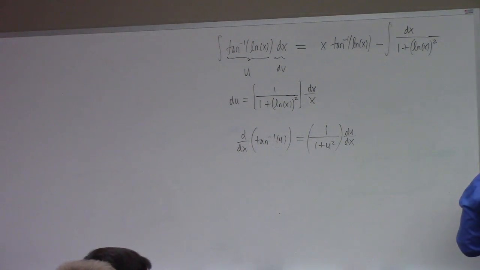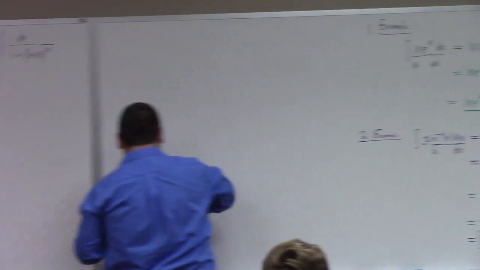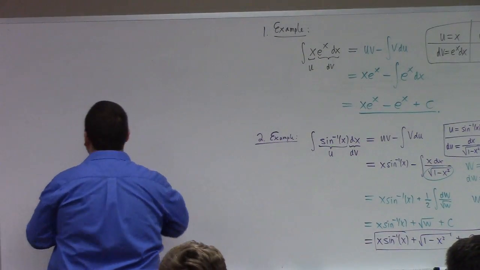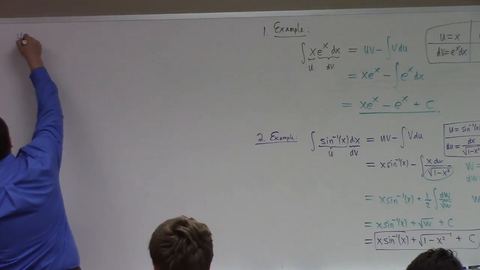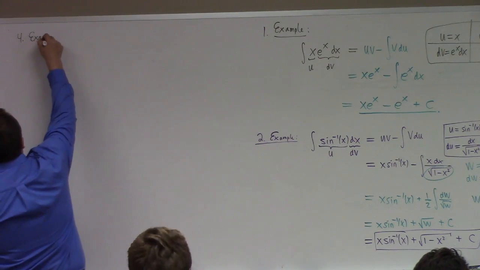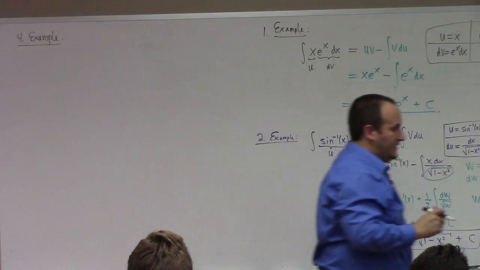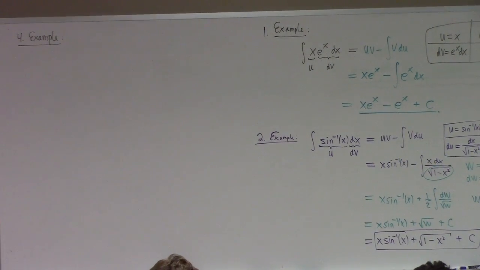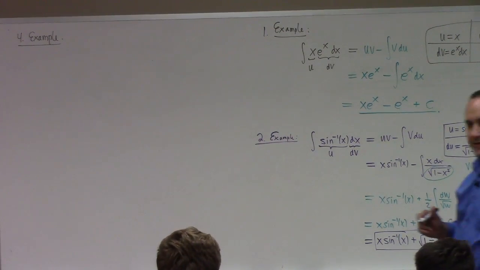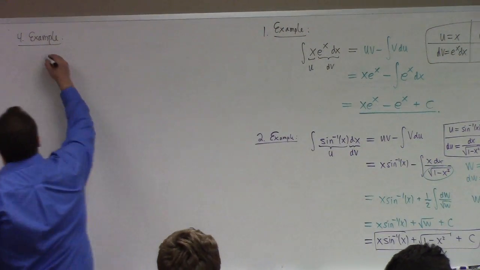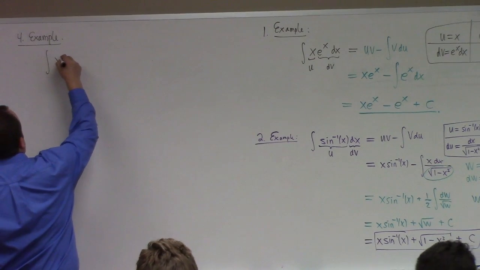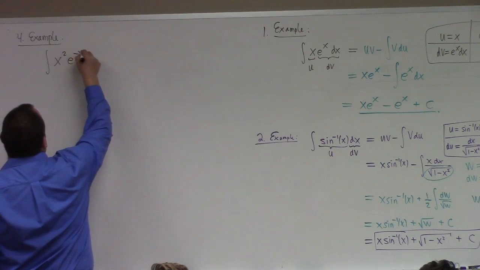Let me try another one. What if you had the integral of, let me do something a little bit more ugly if I've got time. Ooh, I better not make it ugly. We don't have time. I'll stick with the unugly version of it. Integral of x squared e to the minus x dx.